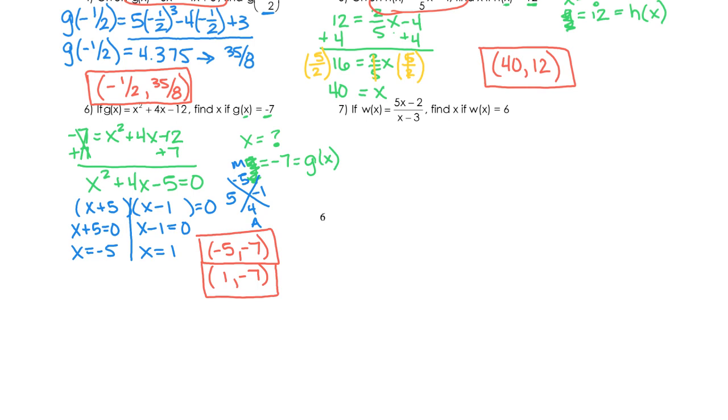All right, number 7. It says if w of x is equal to this beautiful fraction, find x if w of x equals 6. And again, our x is missing. So we don't know what our value of x is. That's what we're going to try to find out. However, we do know that y equals 6. But technically in this question, our y is known as w of x. So we're going to go ahead and take that w of x out, and plug 6 in. So we end up with 6 equals (5x minus 2) over (x minus 3).